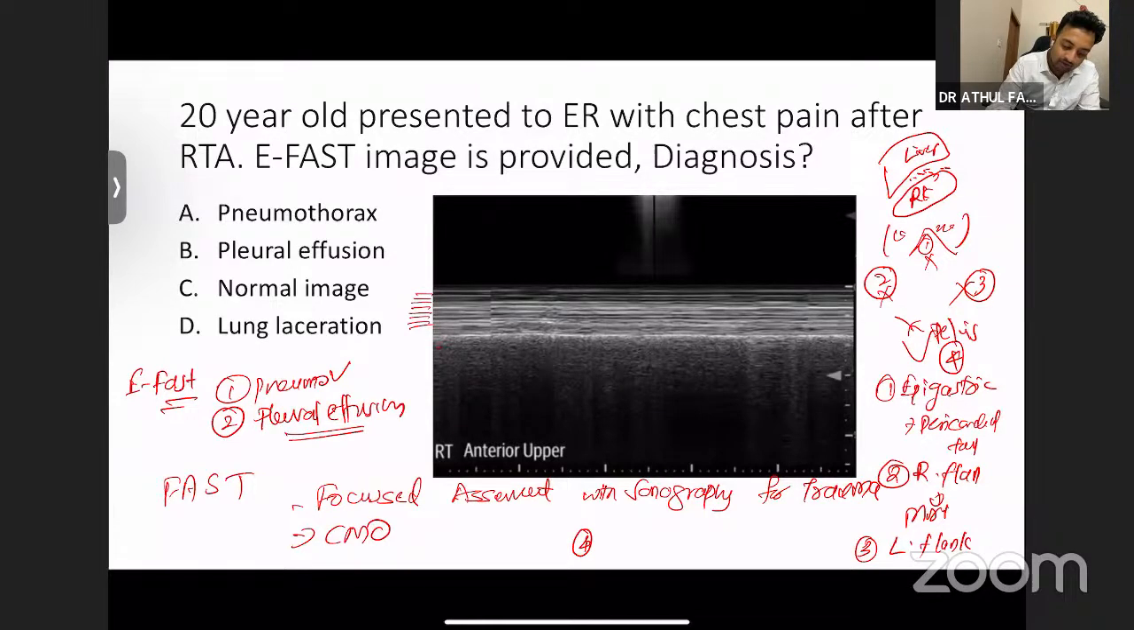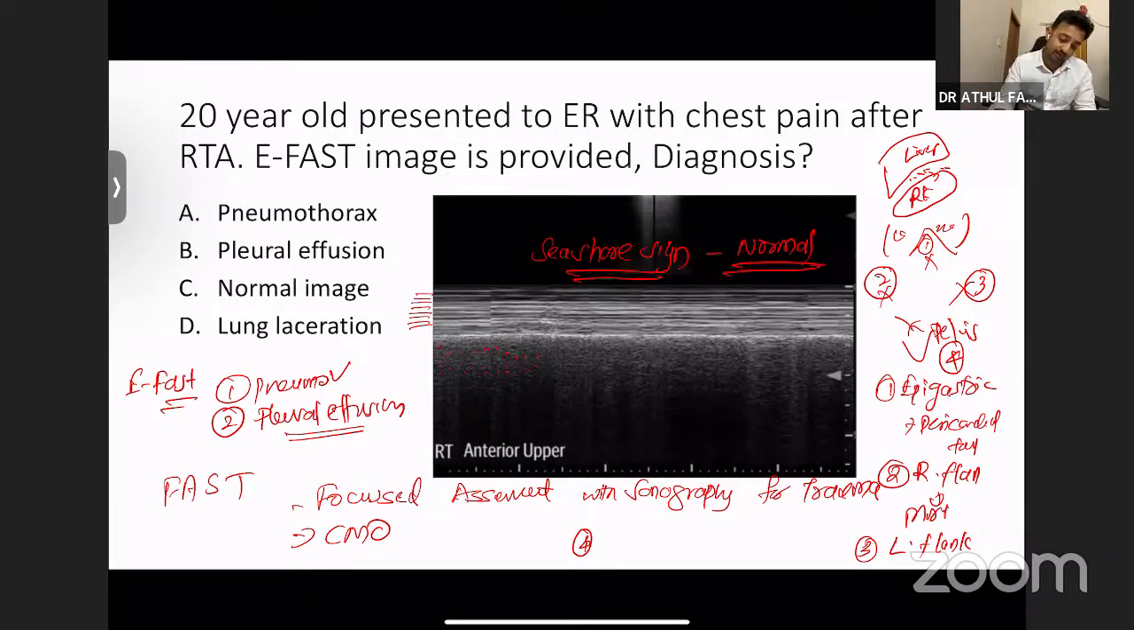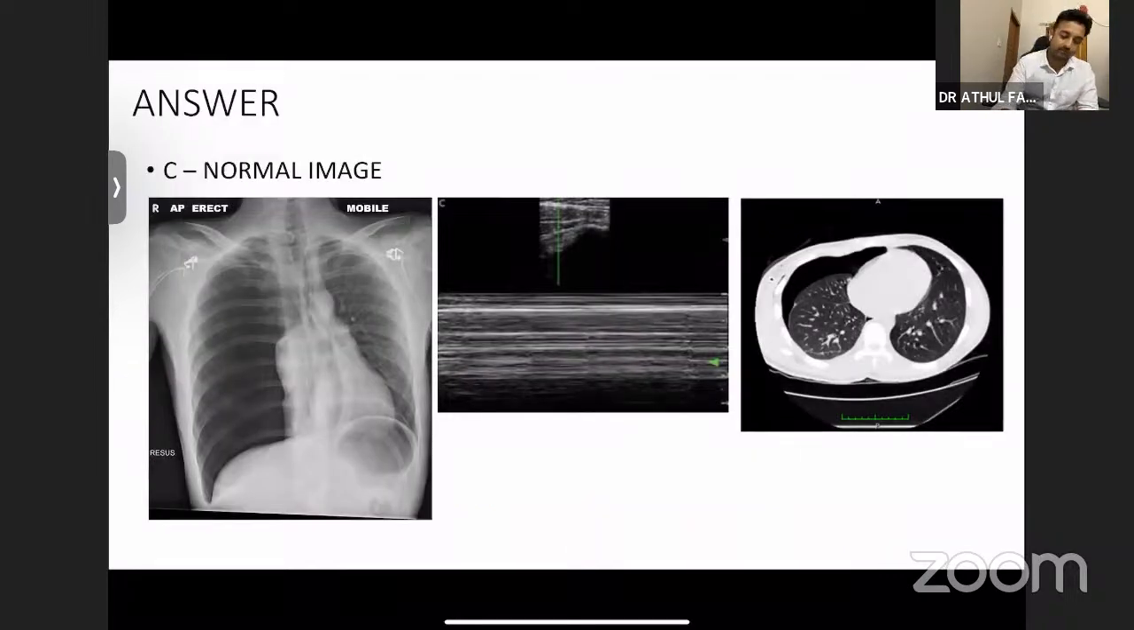And in the bottom, we are able to see multiple sand-grain like appearance. So this is just like the wave and the water and the sand in a seashore. So this is known as the seashore sign, which is seen in normal lung. So here the patient is having nothing. The patient is not having any pneumothorax. So the answer for this question was normal image.